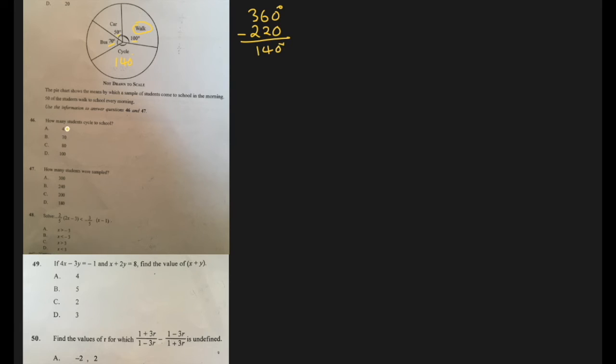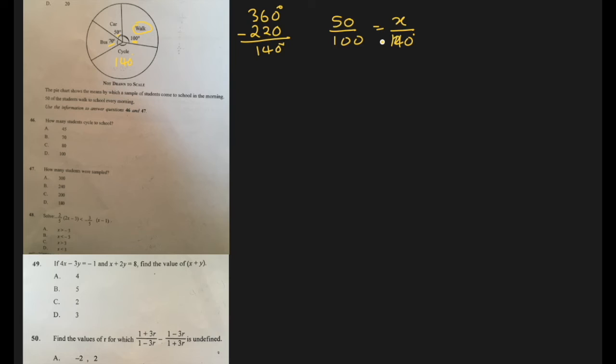But they're not asking for the angle. They're asking how many students cycle to school. So whatever is the ratio of 100 degrees and 50 students. They want numbers, right? So numbers I will write on top, divided by degrees. We got 140 degrees for cycling.